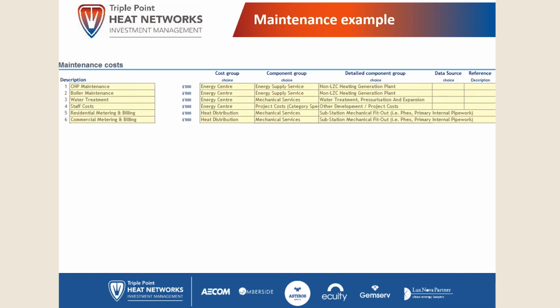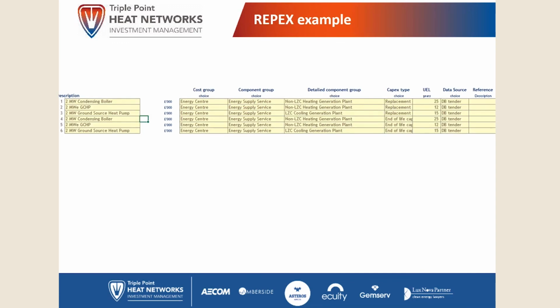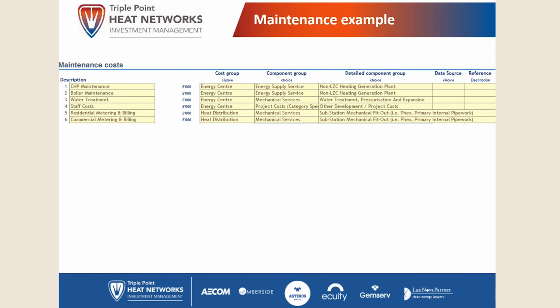And again, the description is exactly the same. So you might well expect to see that you've got a condensing boiler in the initial capital, but you've also got condensing boilers in the REPEX, a line in for REPEX over the life of the plant. Okay, next slide.